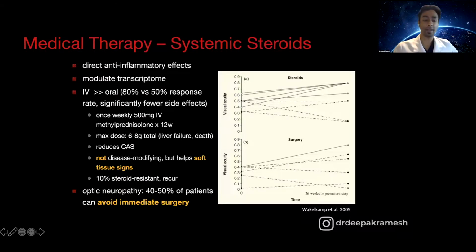And yes, you can give topical or periocular steroids or even intraorbital steroids along with systemic steroids. There's no contraindication as long as you avoid that cumulative maximum dose of 6 to 6.5 grams total lifetime.